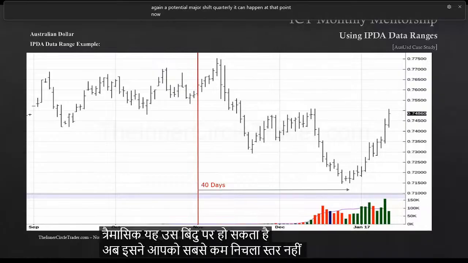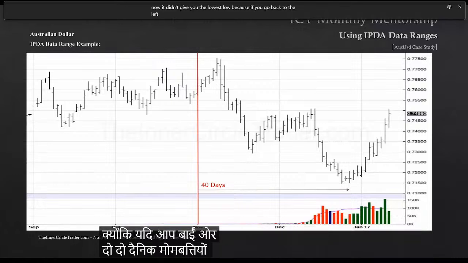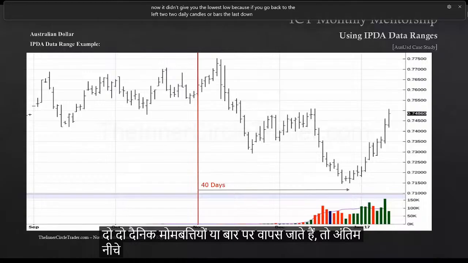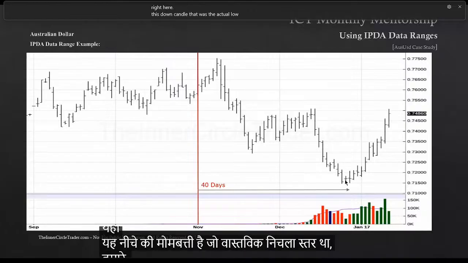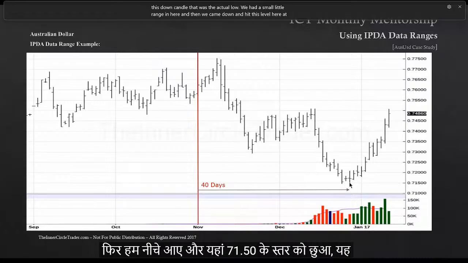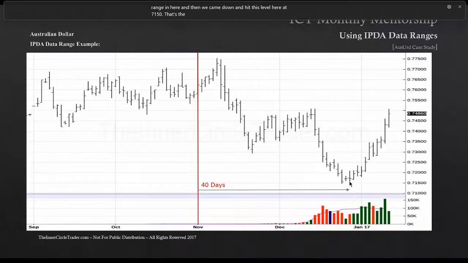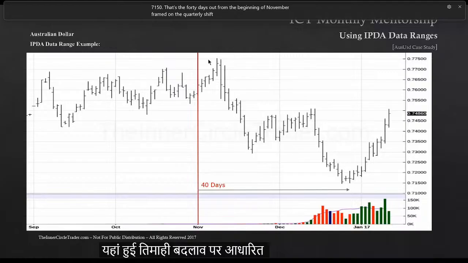Now, it didn't give you the lowest low, because if you go back to the left, two daily candles, the last down candle right here, this down candle, that was the actual low. We had a small little range in here, and then we came down and hit this level here, 71.50. That's 40 days out from the beginning of November, framed on the quarterly shift that took place here.